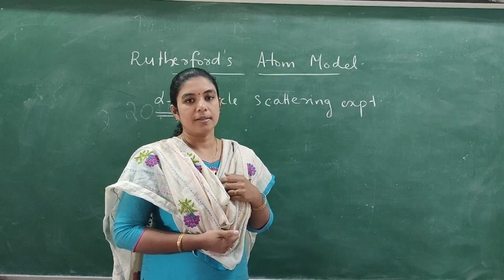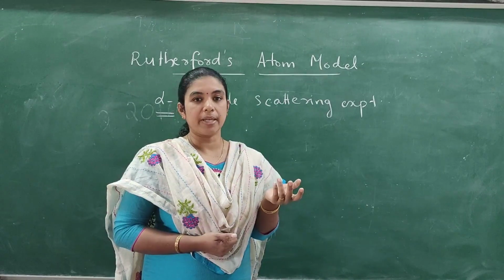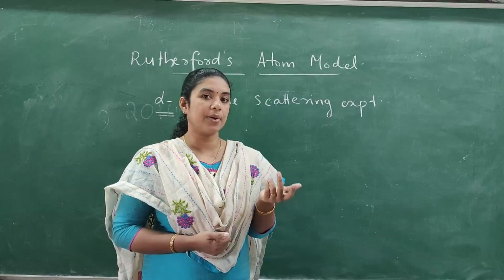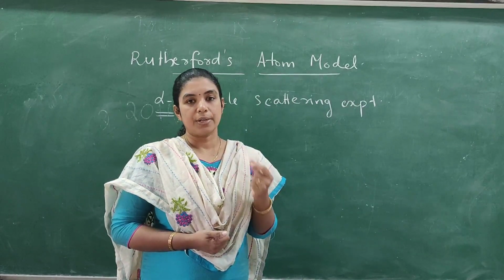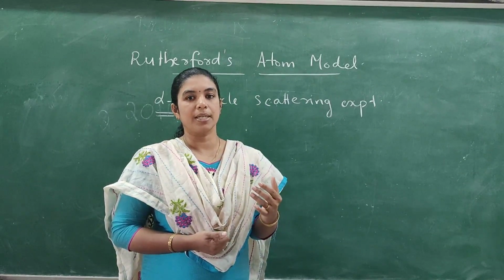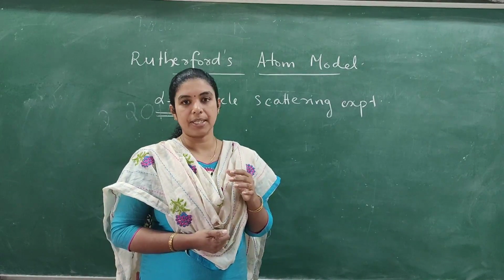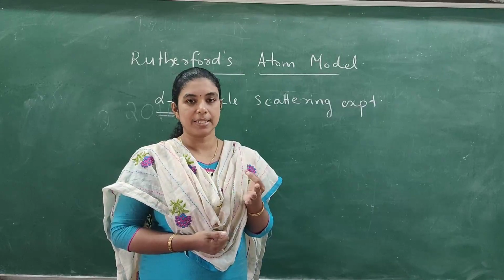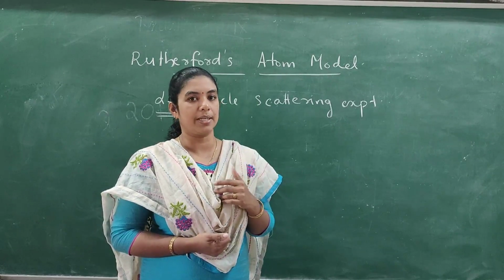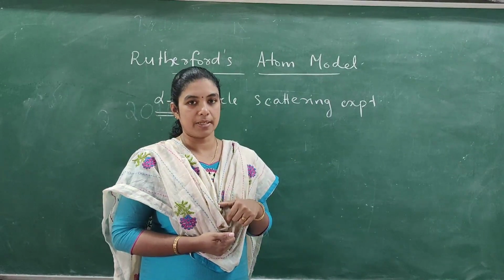An alpha particle is a positively charged particle which comes out from a radioactive nucleus. Do you know what a radioactive nucleus is? A radioactive nucleus is an unstable nucleus which comes to a stable nucleus by emitting some radiations. Those radiations are of different types like alpha particles, beta particles, gamma particles, etc. You will study about those things in the next chapter, nuclei.